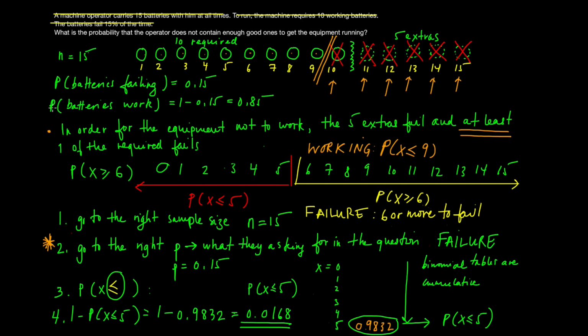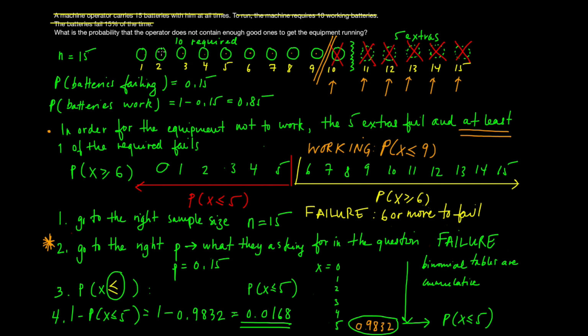Or if you choose as your P the 0.85, which is the probability of the batteries working, then 9 or less batteries have to work for the equipment to stop working, okay? So look at it this way. The 6 or more for the equipment to fail, and then if you count these out, there's the 9 in here. Now, I don't want you to get confused, okay?